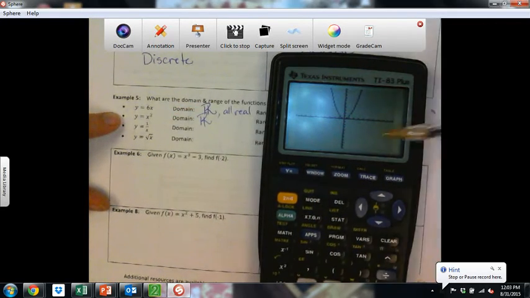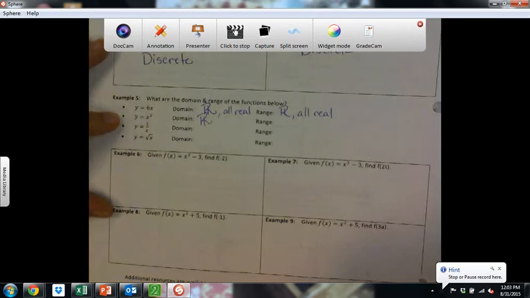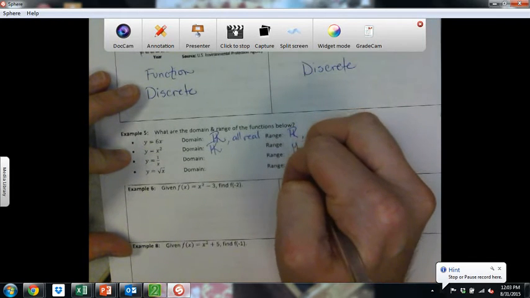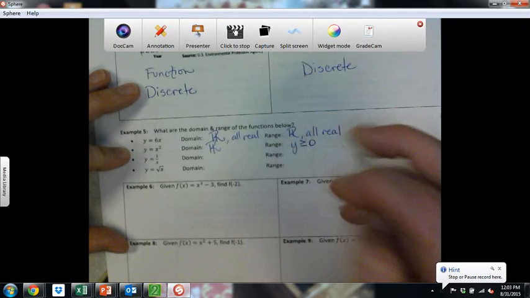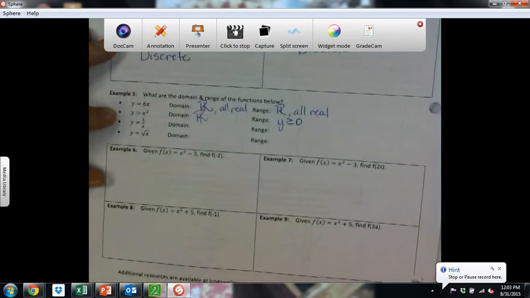My range, however, starts kind of here at 0 and only goes up. There are no values down here underneath the x-axis, and there never will be. And so my range is y has to be greater than or equal to 0. So any y value I use has to be greater than or equal to 0. We kind of talked about these examples before.